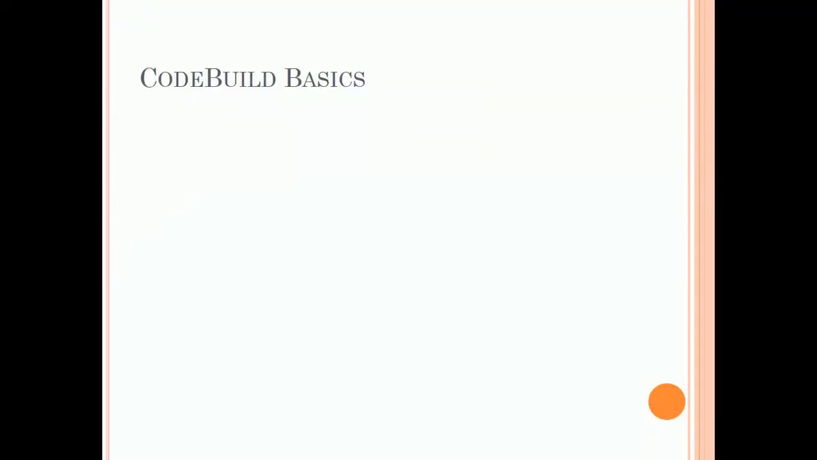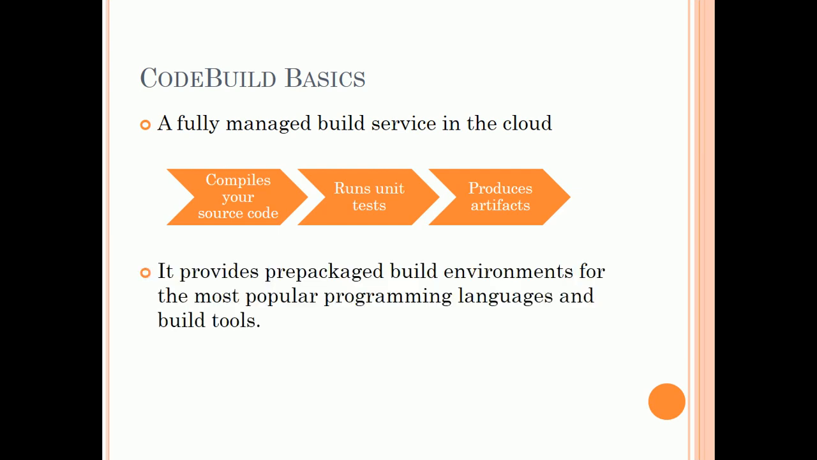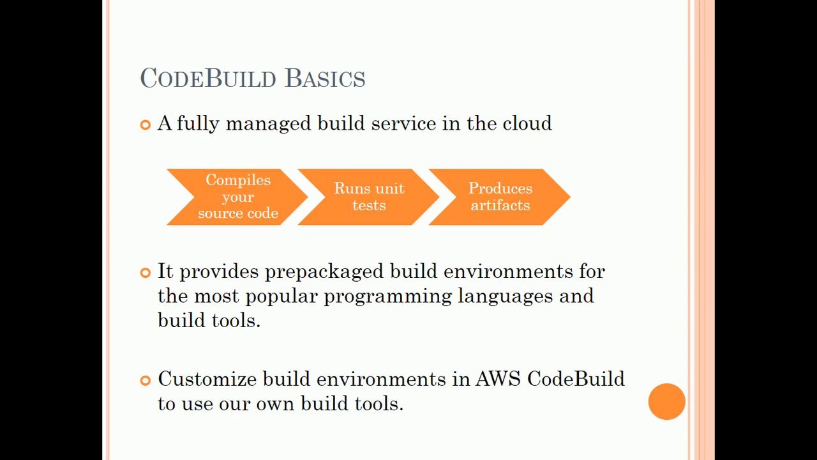Code Build Basics. AWS Code Build is a fully managed build service in the cloud. AWS Code Build compiles our source code, runs unit tests, and produces the artifacts that are ready to deploy. AWS Code Build eliminates the need to provision, manage, and scale our own build servers. It provides prepackaged build environments for the most popular programming languages and build tools. We can also customize build environments in AWS Code Build to use our own tools. AWS Code Build scales automatically to meet peak build requests.